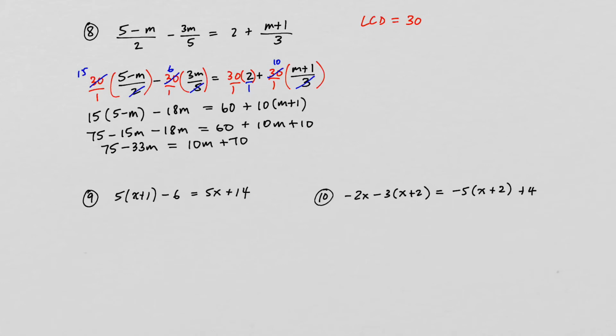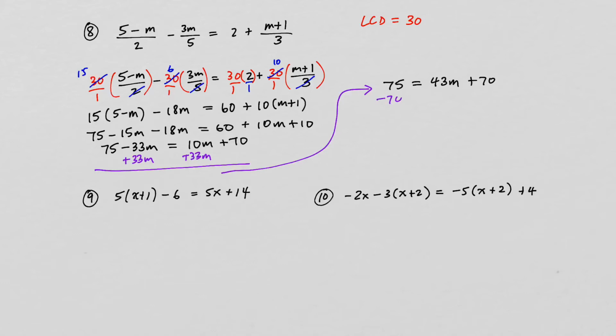And then I'm going to add 33m to both sides. And as you can see, I'm running out of room here. So I'm going to bring this answer up here. Well, it's not the answer, but the next step. That gives us 75 is equal to 43m plus 70.